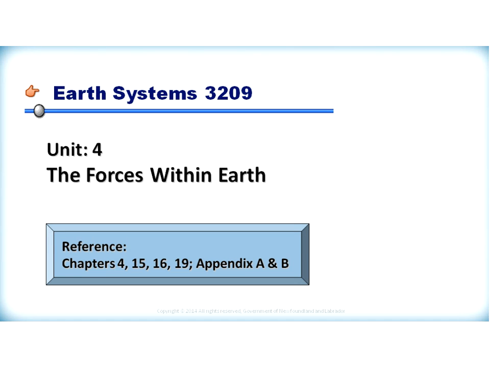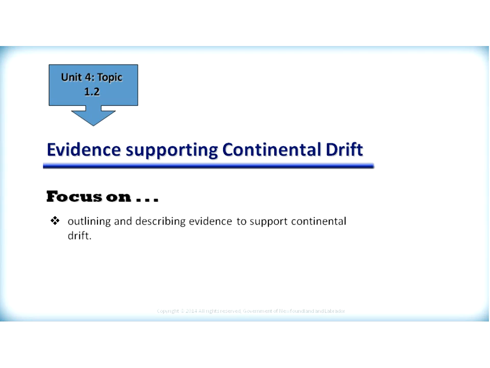Earth Systems 3209, Unit 4, The Forces Within Earth. Book references can be seen in Chapters 4, 15, 16, 19, and Appendix A and Appendix B in the Curriculum Guide. Unit 4, Topic 1.2. This topic will look at evidence supporting continental drift. The focus will be on outlining and describing evidence to support continental drift.